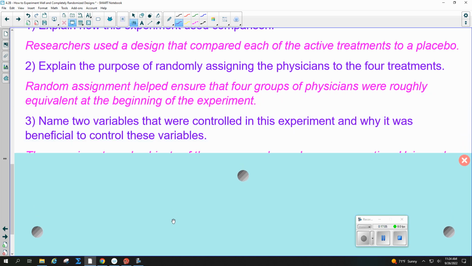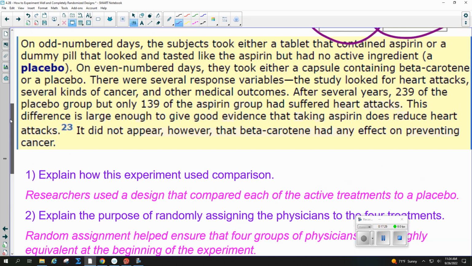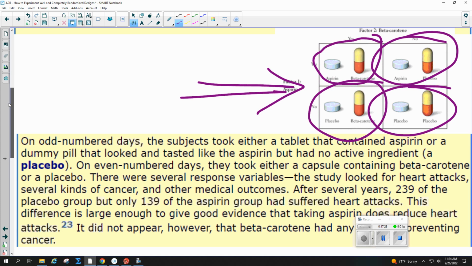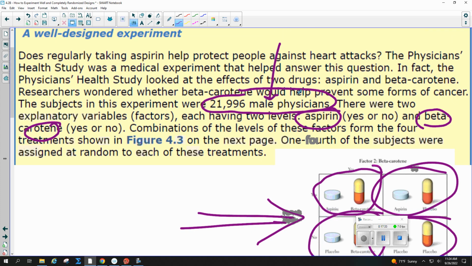What other things did they control for in this experiment? Hayden, you have a guess on something else they controlled for? Once you see it, you're like, oh, that's what they're looking for. Mia, do you have a thought? What did all these people have in common, you guys? That was kind of interesting. Yeah, they used all male physicians.